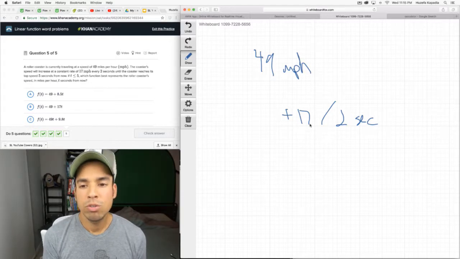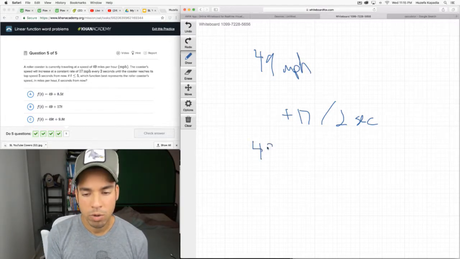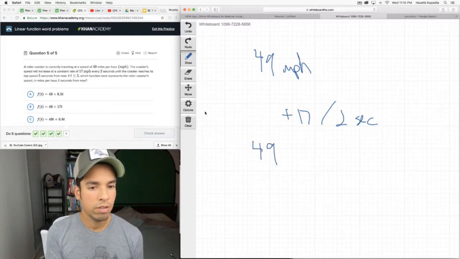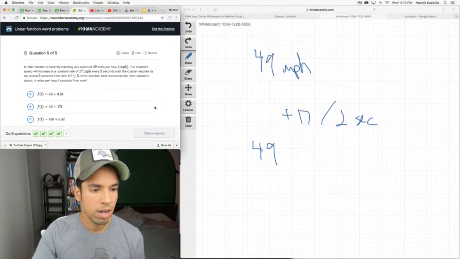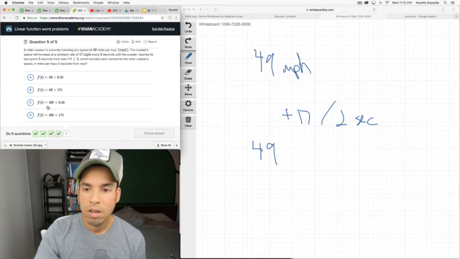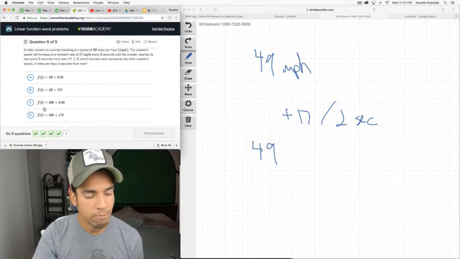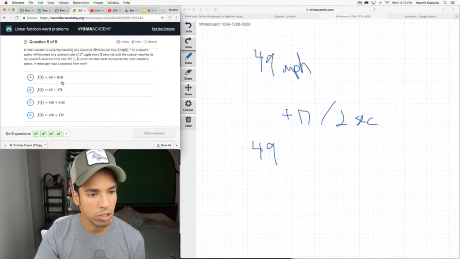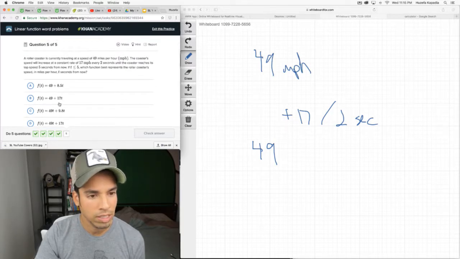So every 2 seconds it's going up. So we're at 49. We know we're starting at 49. And let me see. All these choices probably have that. Yeah, they do. No, they don't. Look, C and D are out. The constant needs to be at 49, not 49t. So C and D are out. We're already down to A or B. And the question is, is it 8.5t or 17 times t?